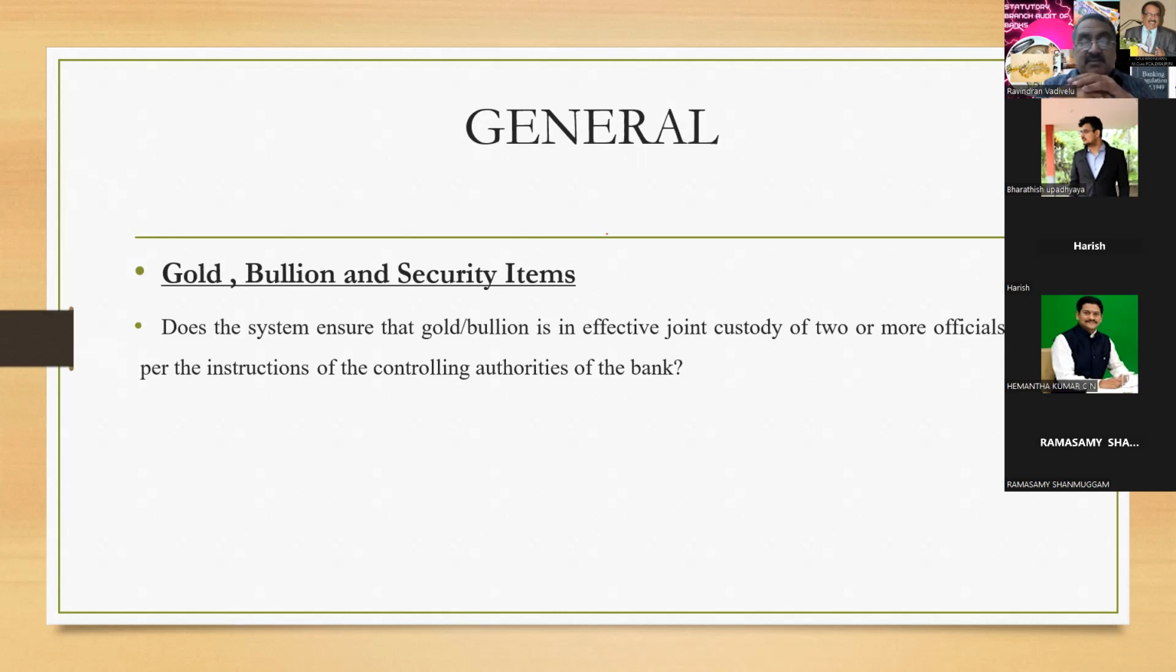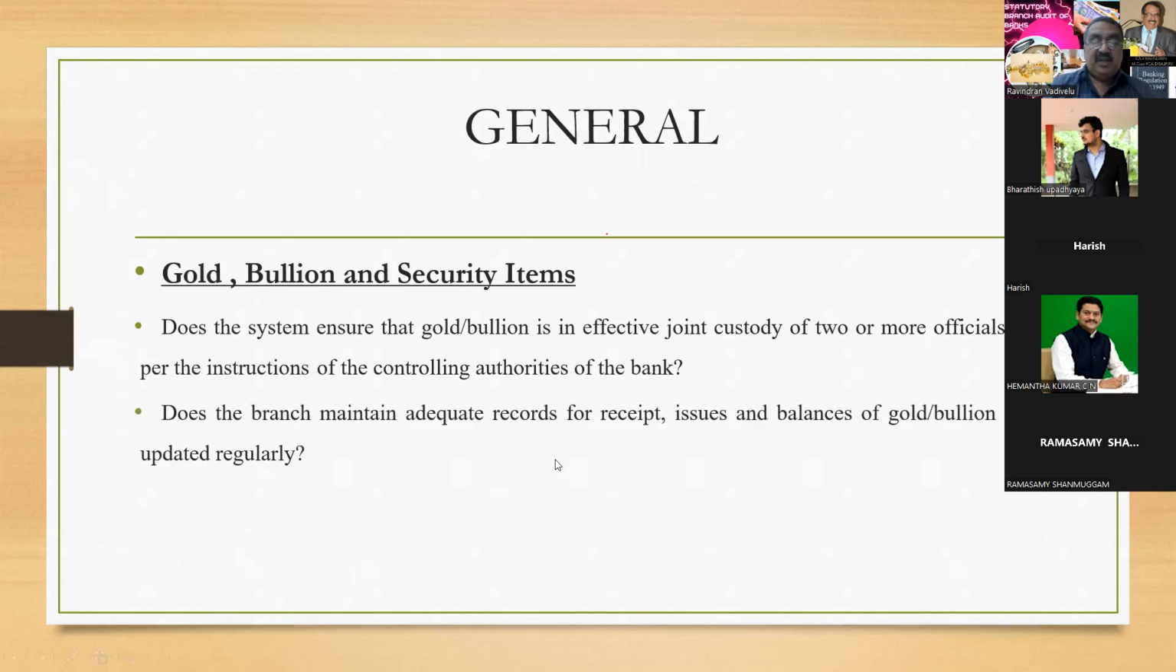Here, does the system ensure that the gold and bullion, just like cash, are kept under the joint custody of two or more officials as per the instruction? Just like the cash stock register, there is a gold stock register. You have to go and verify the bullion stock register, and see whether the same rules which are applicable for cash are followed. It should be kept under joint custody.